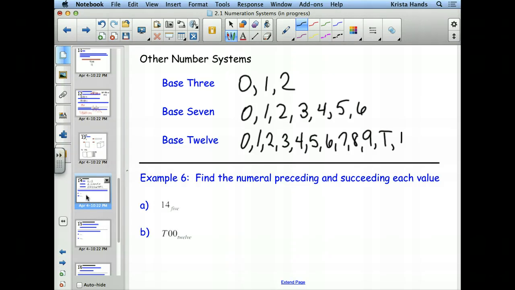This is T and then E. So T is the number 10. Okay, single numeral, it's got to be a single numeral to be able to be used. And then E is the number 11, and of course there is no 12 in base 12. Okay?